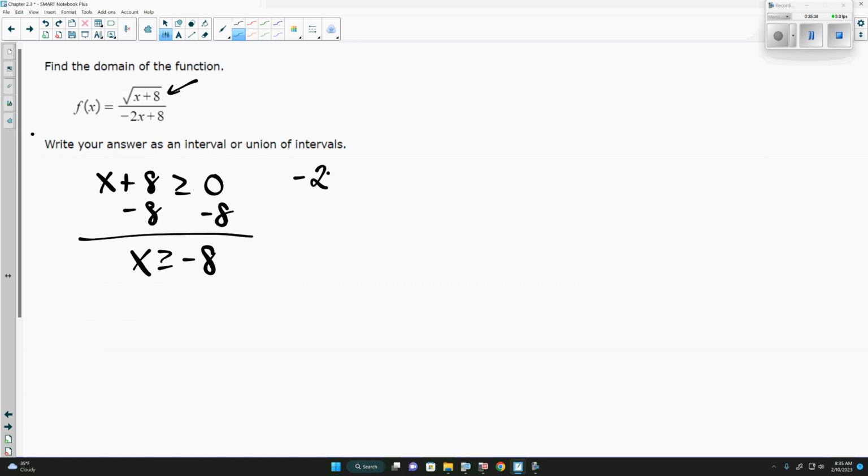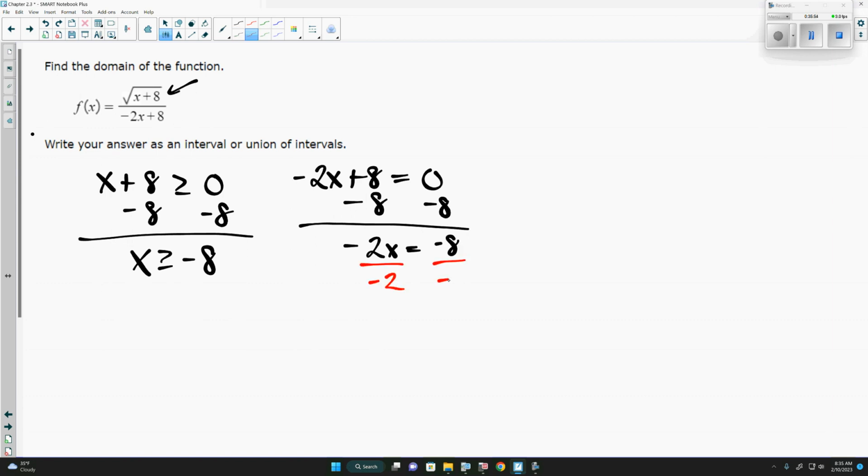And we're also saying the denominator, 2x plus 8, cannot be 0. Minus 8 from both sides, telling us negative 2x is equal to -8. Divide by -2, and x is equal to 4. Questions on this so far?